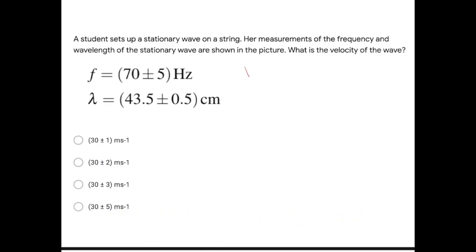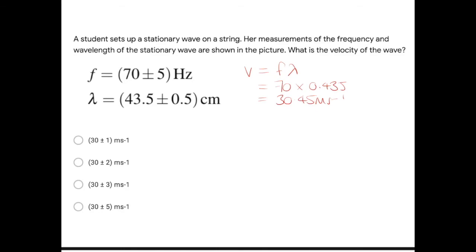Now we're back to combining using multiplication or division. So here we are using the formula wave speed is frequency times wavelength. So if we start by calculating our value for wave speed, that is our frequency of 70 Hertz multiplied by our wavelength, which is 43.5 centimeters. So make sure we convert that before we do the calculation, giving us a value of 30.45 meters per second. Come back to that later.